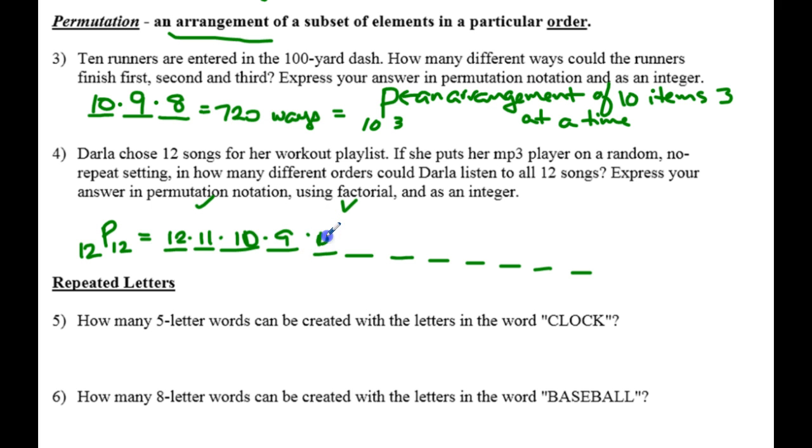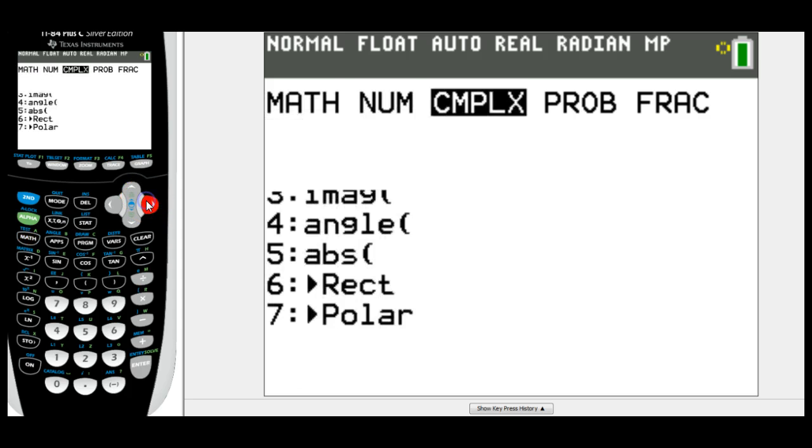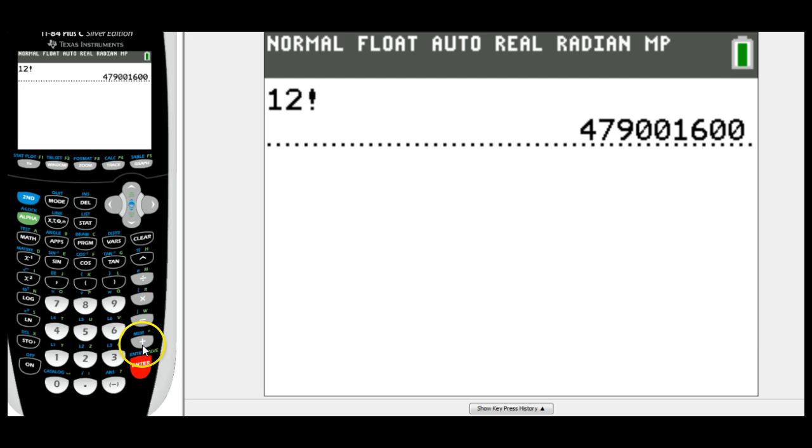Now you can see how tedious this is and why we like factorials, especially if there were as many songs as you probably have on your iPod. There would be an extraordinary amount of numbers to multiply, and the number of arrangements would be quite high. So you put all that into your calculator as 12 factorial. On your calculator it's 12, and then under Math, go to the right to Probability. It's the 4th choice down, factorial. It's a lot easier than typing in all those numbers. It's 479,001,600.